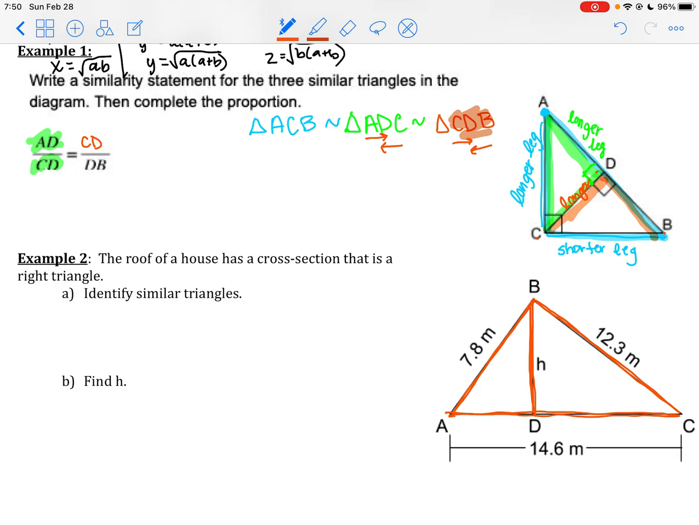So the roof of a house has a cross section that's a right triangle. Let's identify those right triangles that are similar. So here in the big triangle, B is my right angle. And then I can see that A to B is shorter than B to C.